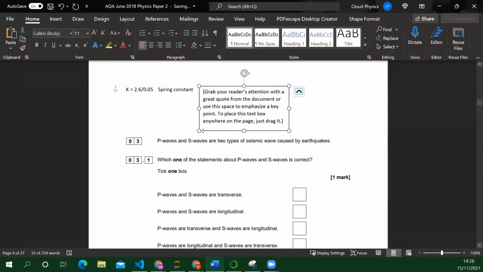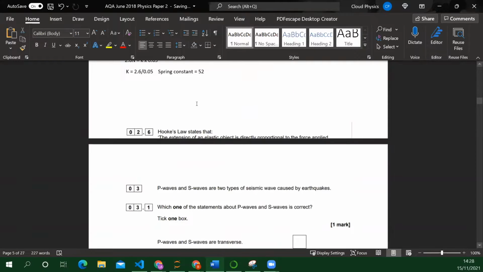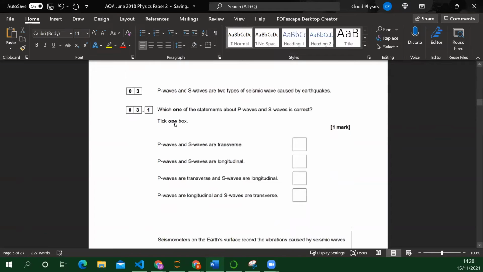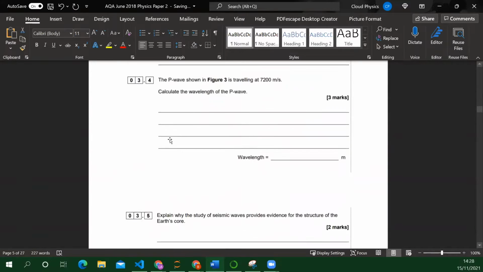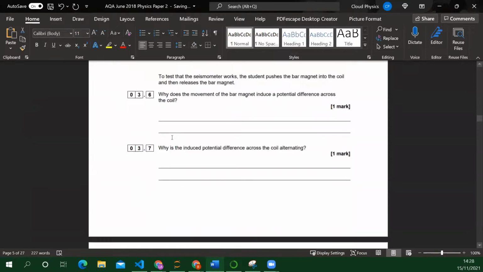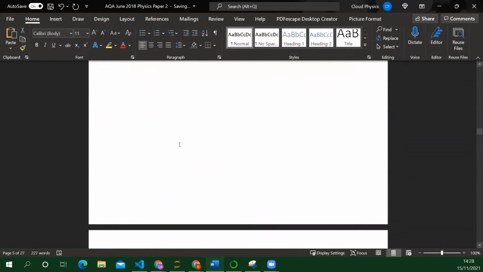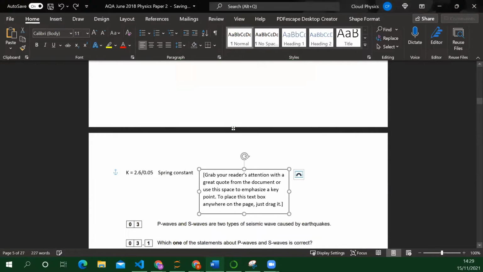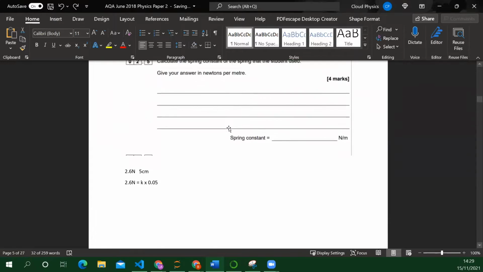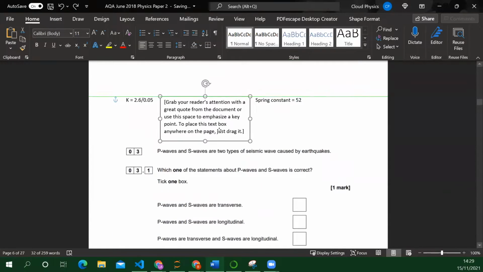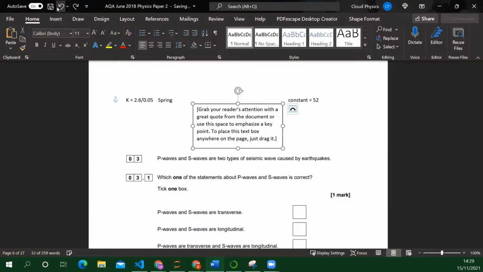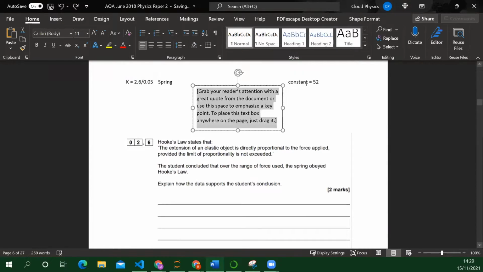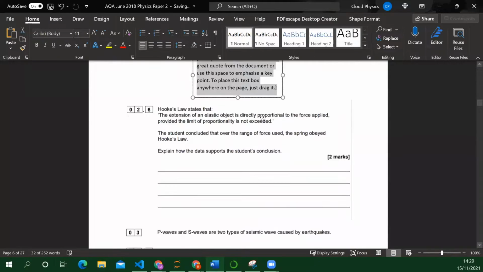Let's get rid of this box a minute. Bear with me. Okay, I'm going to write the answer to this question here. A bit of a computer error. In the exam, obviously, you just write it in pencil.